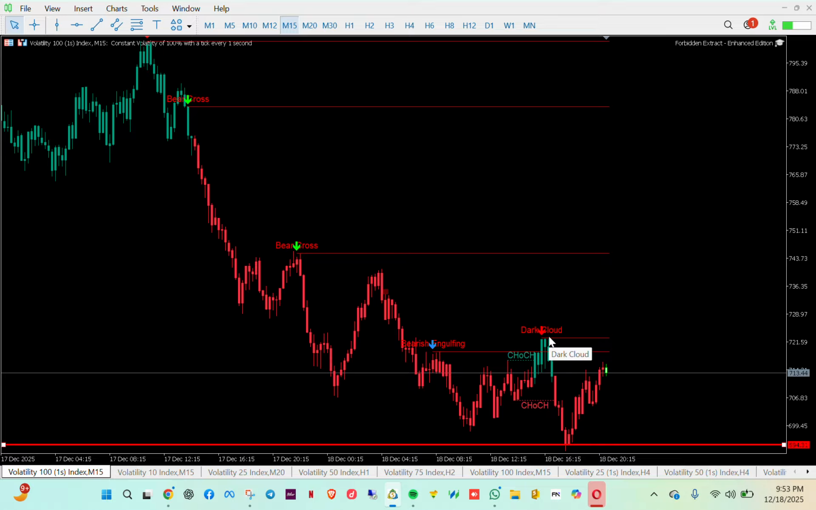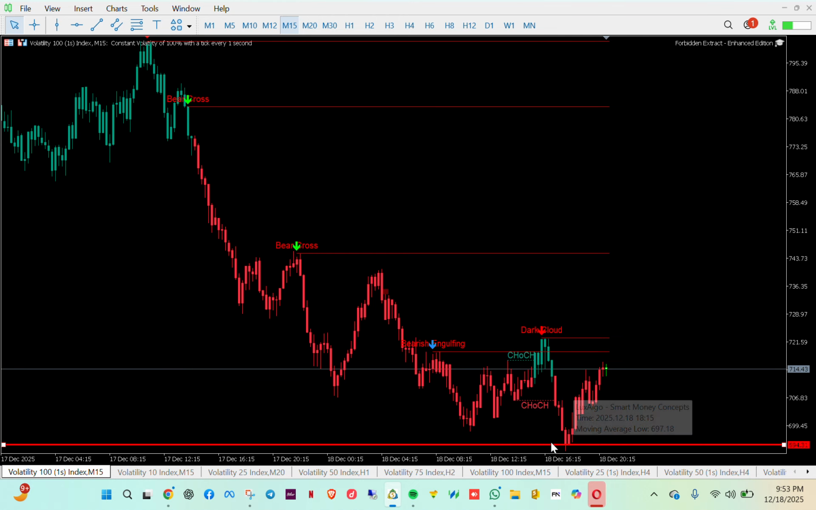So if you see a change of character, a double top must happen. It will definitely happen. So this change of character that you are seeing here, if the market wants to start buying, the market will still come down, come and do a double bottom here before the market will now start going up.